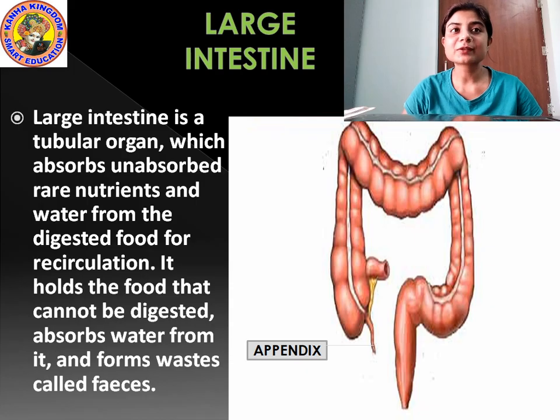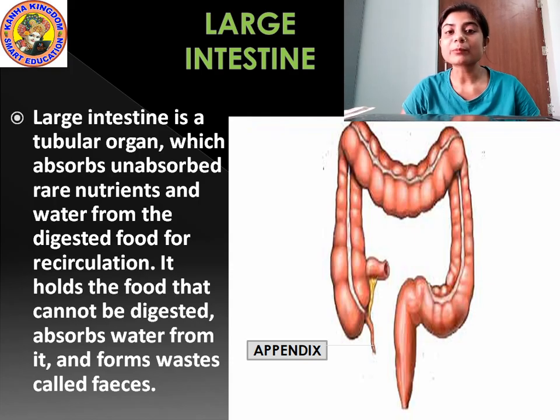It absorbs unabsorbed rare nutrients and water from the digested food for recirculation. It holds the food that cannot be digested, absorbs water from it, and forms waste and feces. The part of the food that cannot be digested is moved to the large intestine.